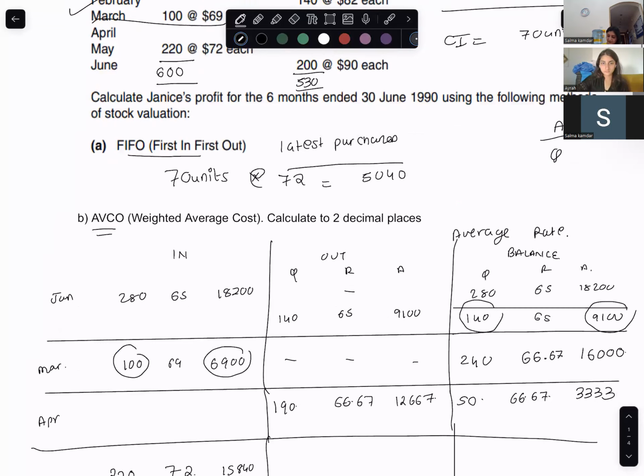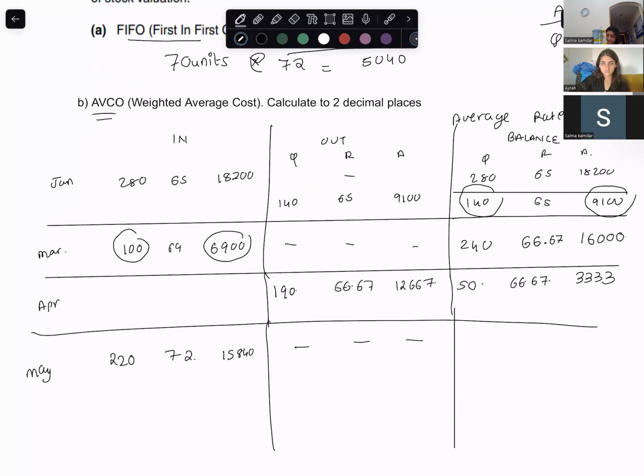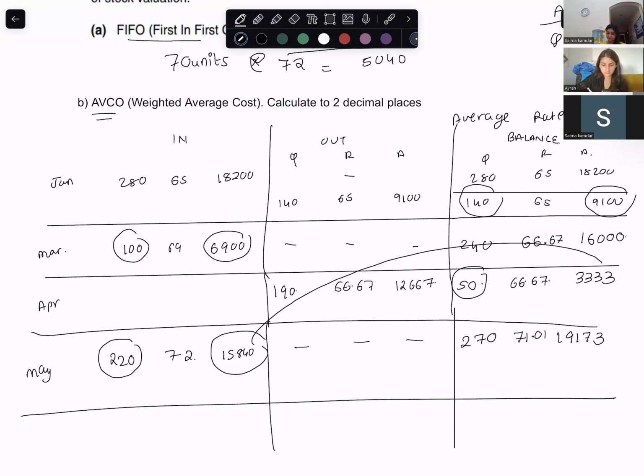No sales in May. You'll add this now, 220 plus 50, so 270 units at 72. Then I'll add 15,840 plus 3,333, 19,173, divided by 270, 71.01. Now, divide the amount by the quantity to get the rate.